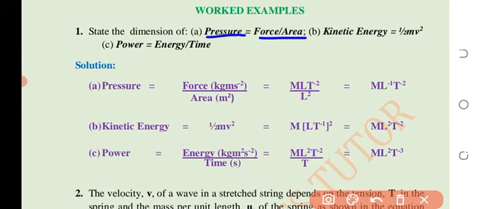The second one is kinetic energy. Kinetic energy is given as half mv square. The third is power, equal to energy over time. Okay, let's take them one after the other. Pressure, which is force over area.